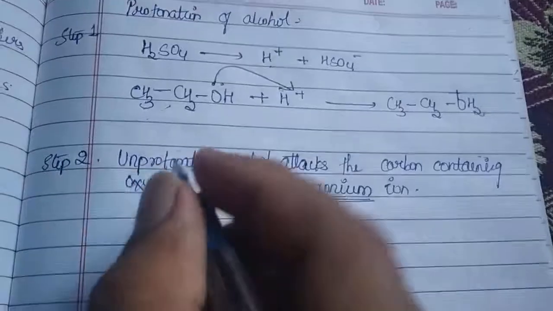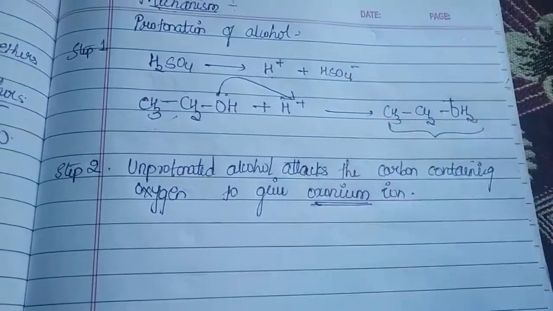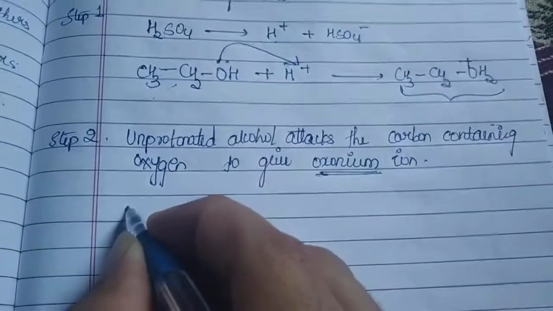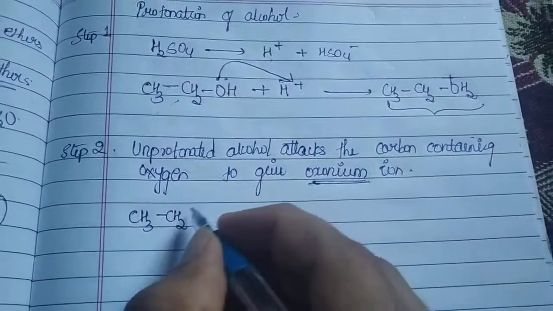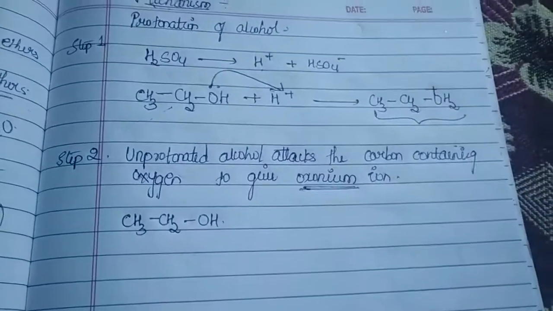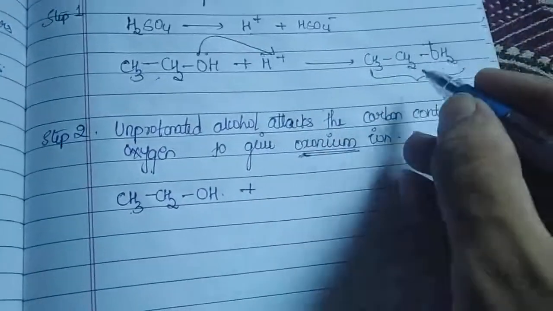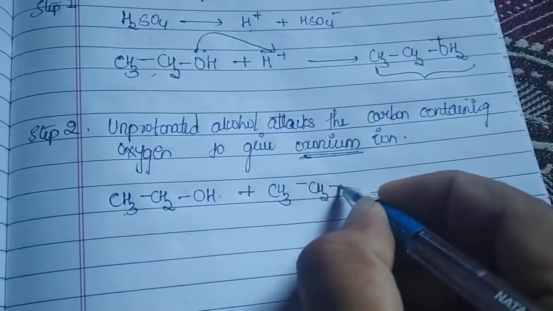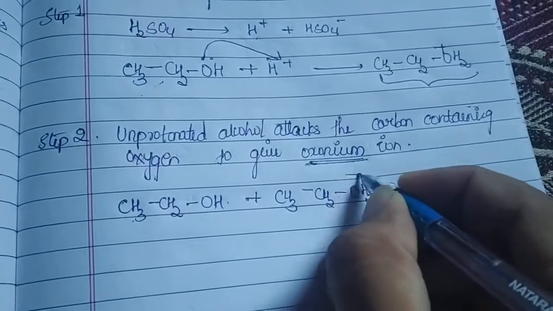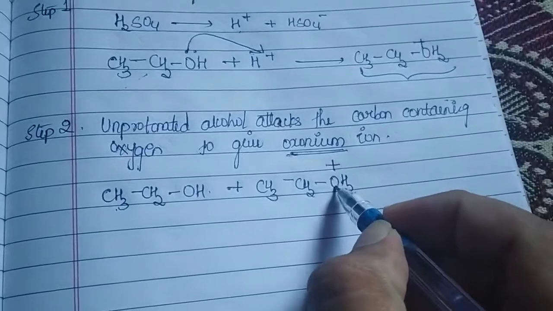First of course, what are we saying? This is now the protonated alcohol. 70% gets protonated, 30% remains. So how can we write that? CH3CH2OH. So now this is my unprotonated alcohol and this is my protonated alcohol, that is CH3CH2OH2+.